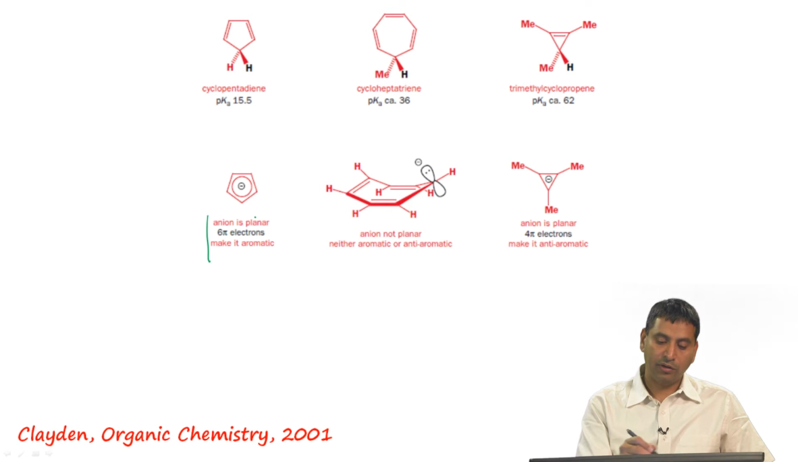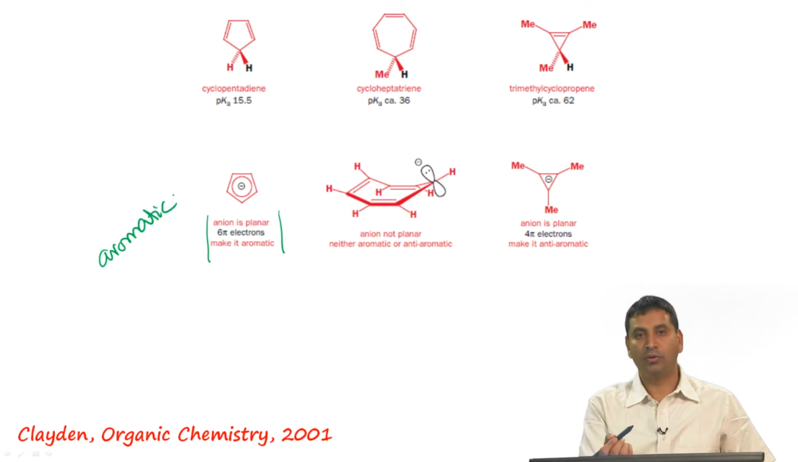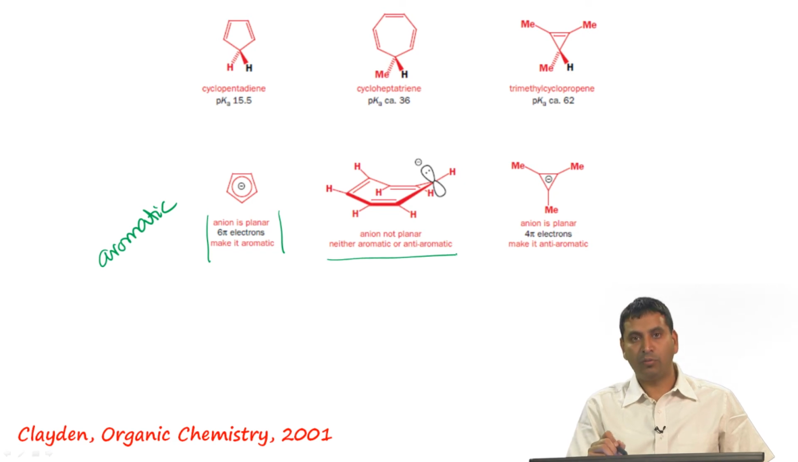Again, the anion that is formed has 6 pi electrons, and this, as we know, is aromatic. Aromatic compounds are generally more stable than the corresponding unconjugated molecules. Therefore, the possibility of aromaticity enhances the stability of the conjugate base. Here, the compound is neither aromatic nor anti-aromatic, and the negative charge is not really planar because it is assuming a puckered structure. And so, there is no stabilization or destabilization, and the difference in pKa is not very large. In the last case, if you generate an anion, you generate a 4 pi electron system, which is anti-aromatic in nature, and therefore, it becomes very difficult to make this molecule, and the pKa value is substantially higher than the parent one.